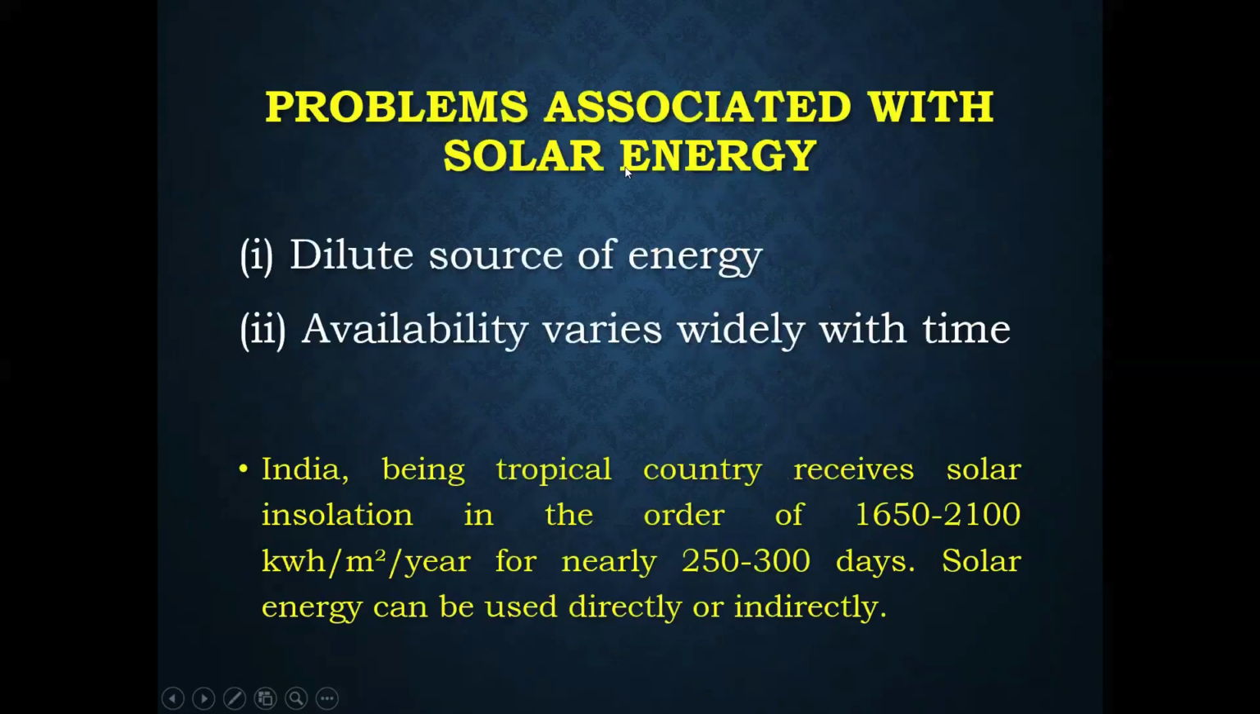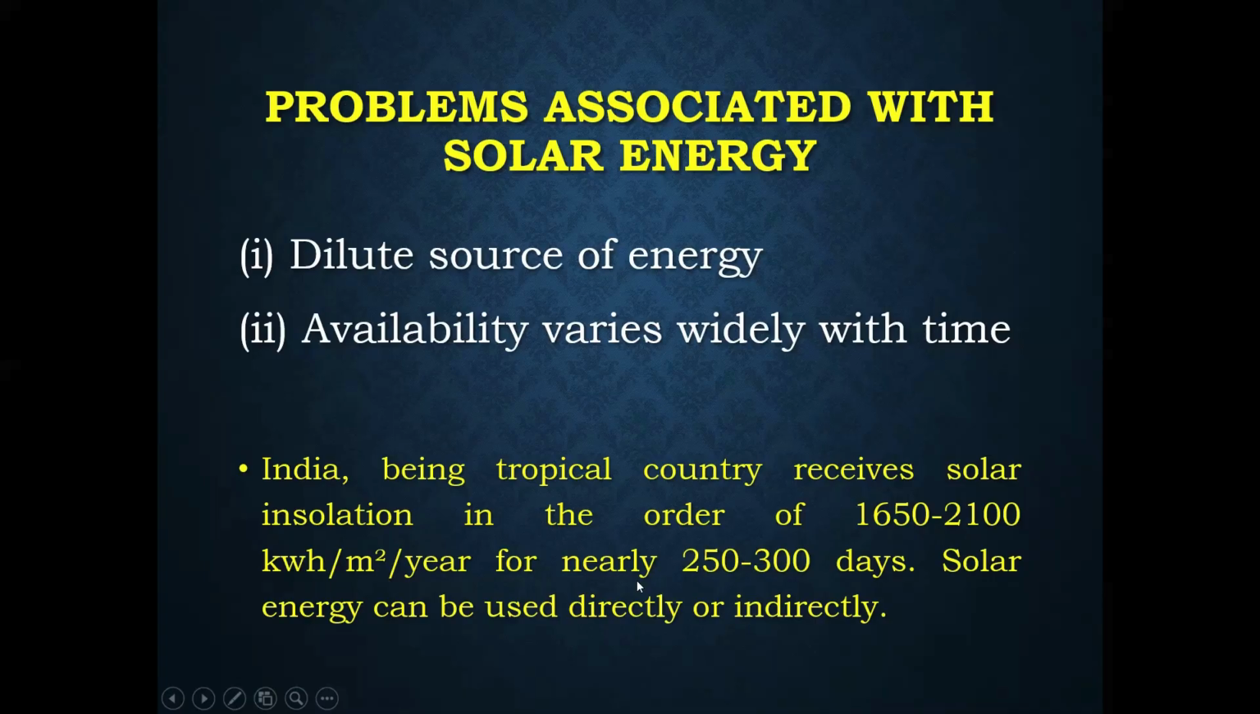And the limitations are: it is a dilute source of energy. It cannot be available throughout the day. And during some rainy days and in the winter season, we won't get proper insolation. Insolation means radiation received over a unit area. India being a tropical country receives solar insolation in the order of, you can note down this very important point, 1650 to 2100 kilowatt hour per meter square per year. This much solar radiation can be received, and this much energy can be generated per square meter area in a year.